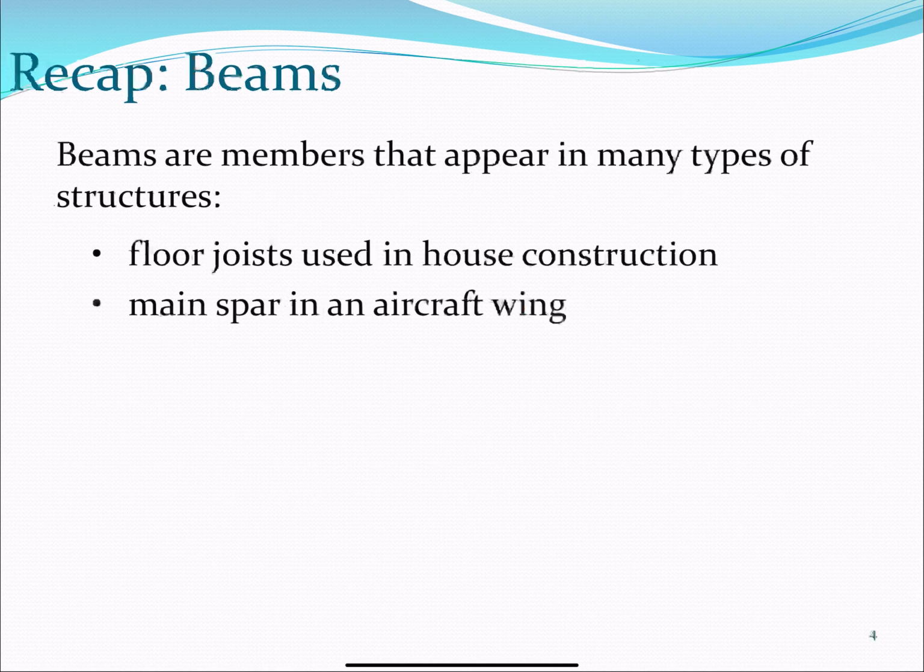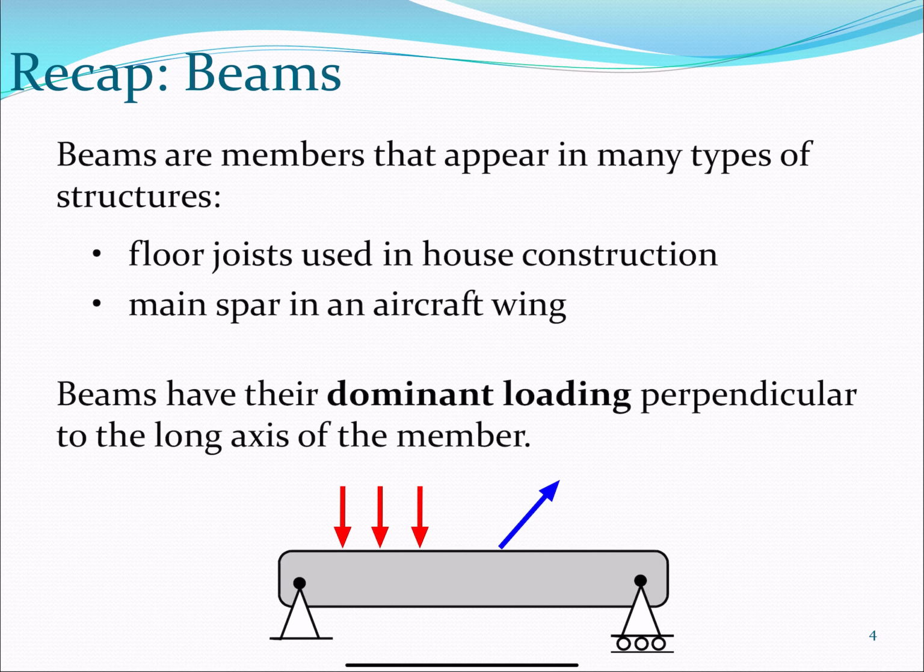So, we'll use it mostly in beams. They appear in many types of structures: floor joists used in house construction, main spans in aircraft wings, and many others. These elements, the beams that we have been solving, have their dominant loading perpendicular to the long axis of the member. So these are the cases that we'll be discussing.